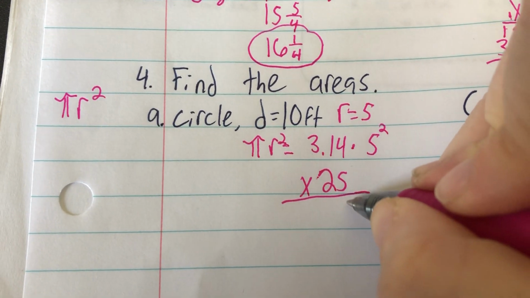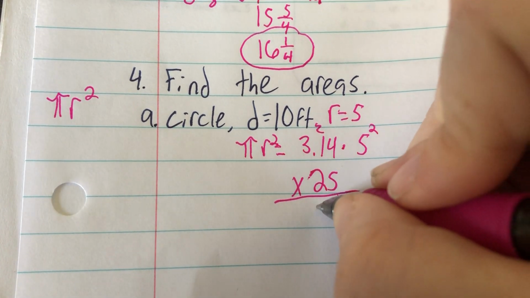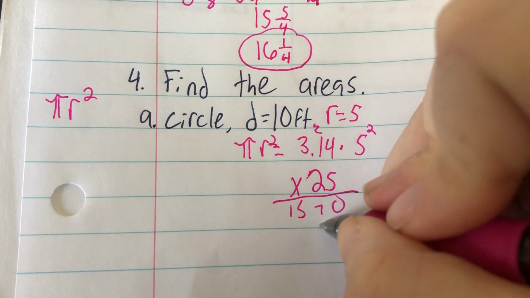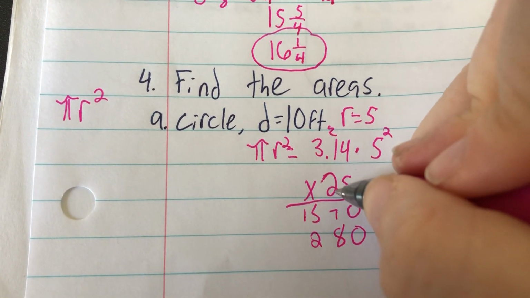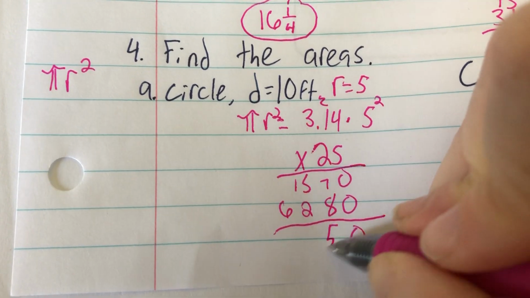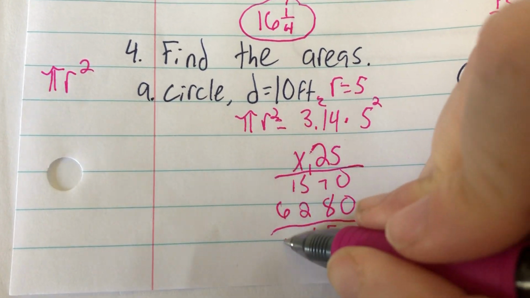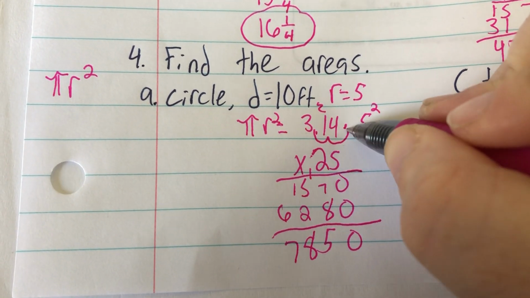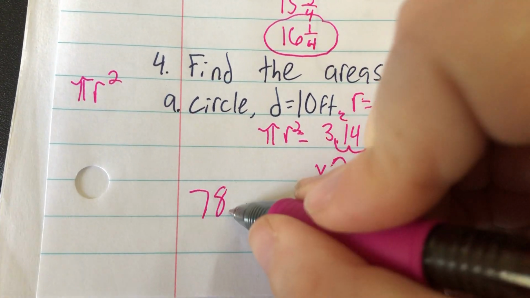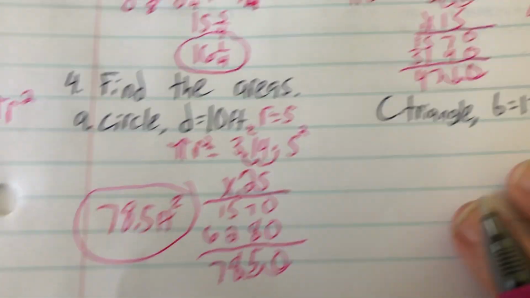5 times 4 is 20. 5 times 1 is 5, 6, 7. 5 times 3 is 15. 0. 2 times 4 is 8. 2 times 1 is 2. 2 times 3 is 6. Add it up, and we get 78.5 feet squared, because it is area, it's feet squared.